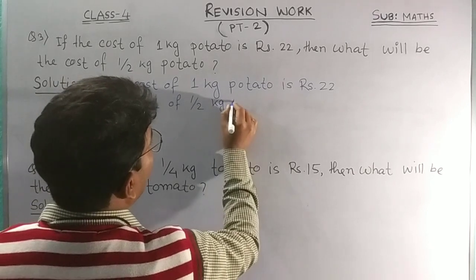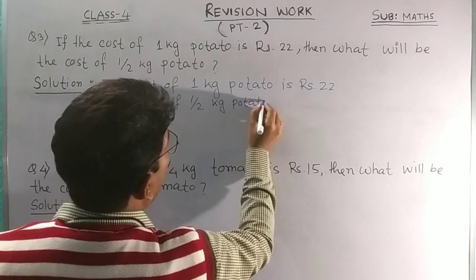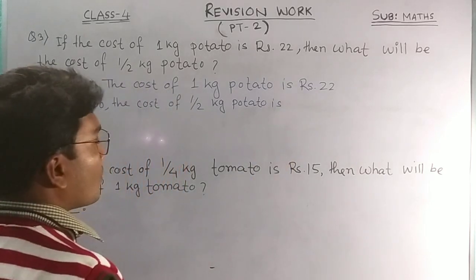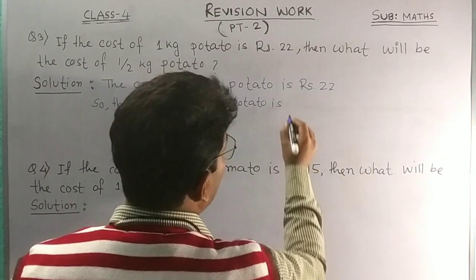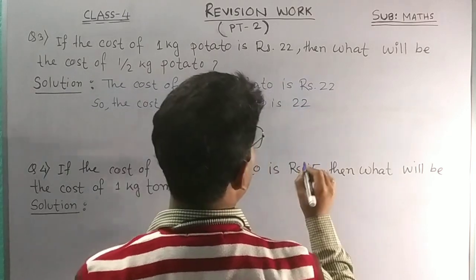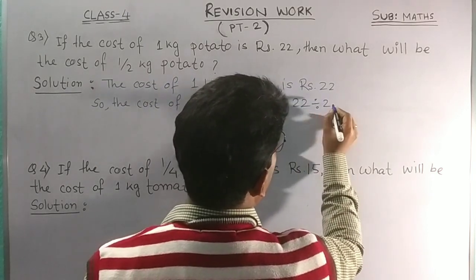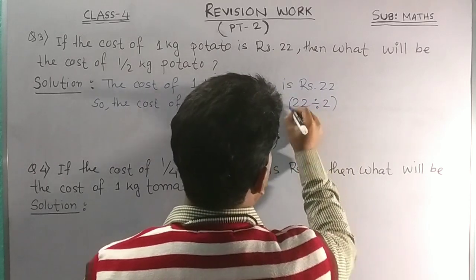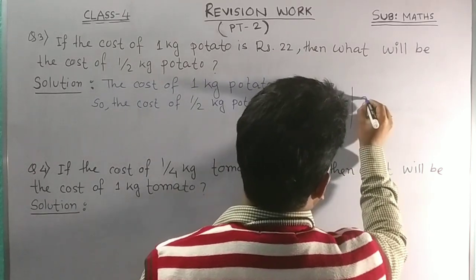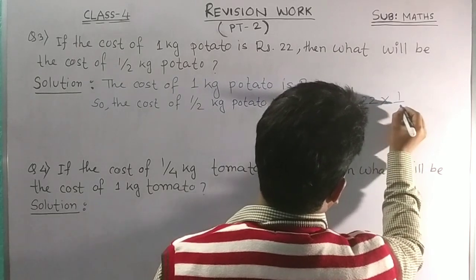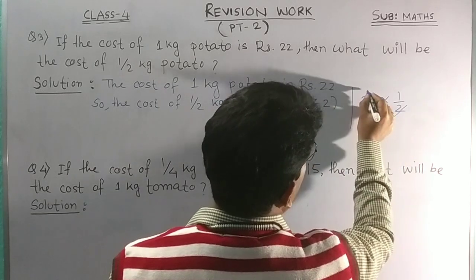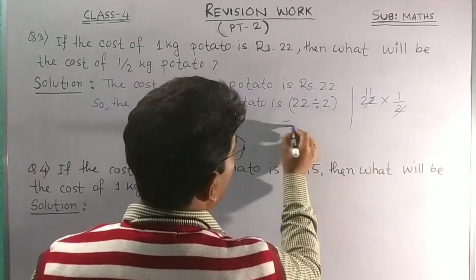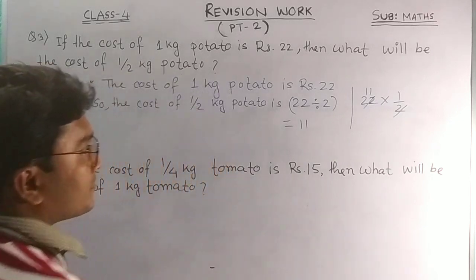You know that potato is, now we have to divide it. How? 22 divided by 2. You can write this answer like this also. 22 and here will be half. Because it is half, so we can very easily cut it down. 11. So our answer will become 11.